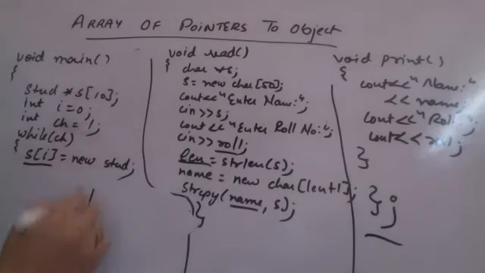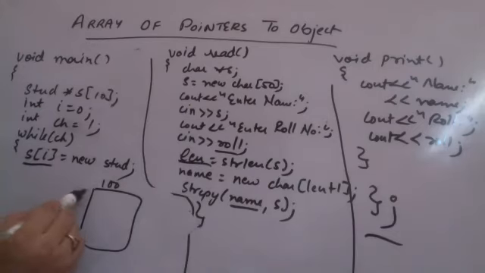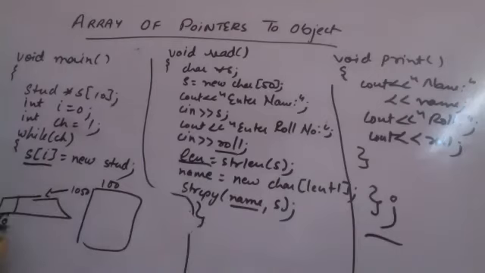That means supposedly 100 bytes are being taken by student. Whatever these 100 bytes are beginning from, this address gets stored in S of 0. Technically first location पे this 1050 gets stored. This is pointing to an entire object of the class. Understanding? I have only created the first object right now.